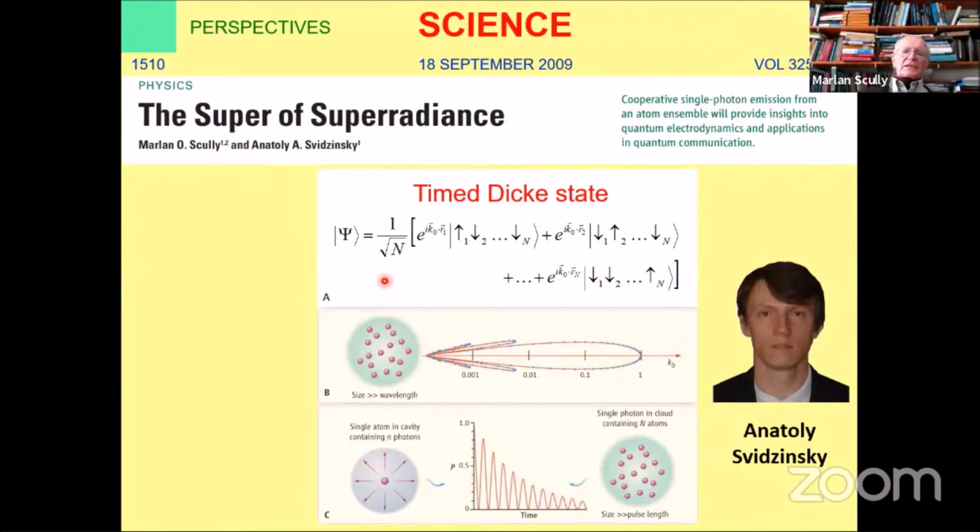But now, these days, we do superradiance experiments in which the size of the sample is, again, a centimeter, but now the wavelength is a micron, 10 to the minus 4 centimeters. So you get many, many wavelengths across the sample. And so the size of the sample is much larger than the wavelength.